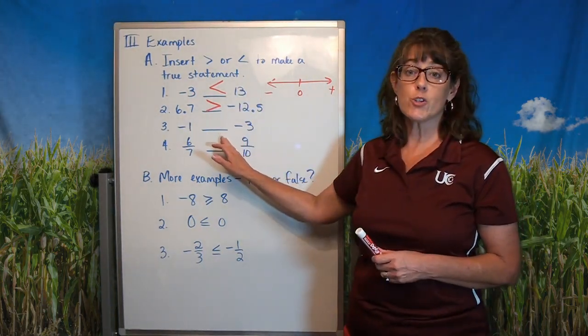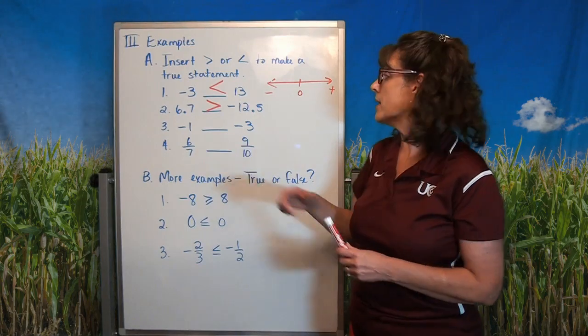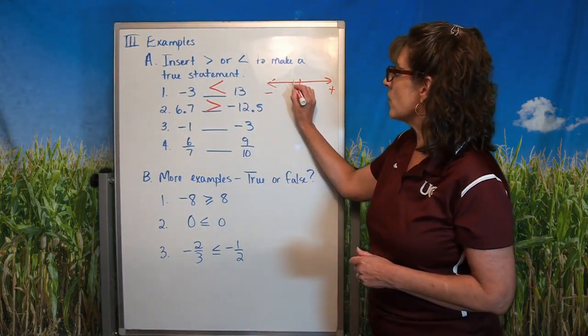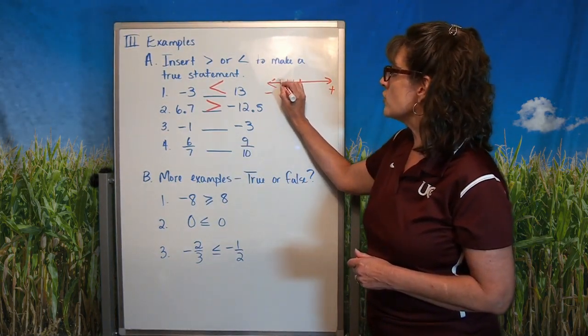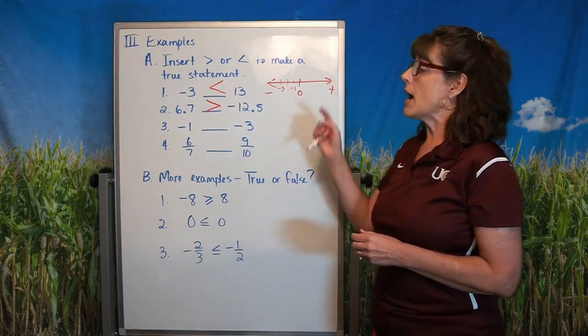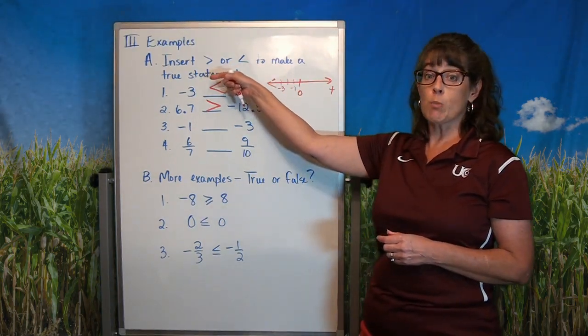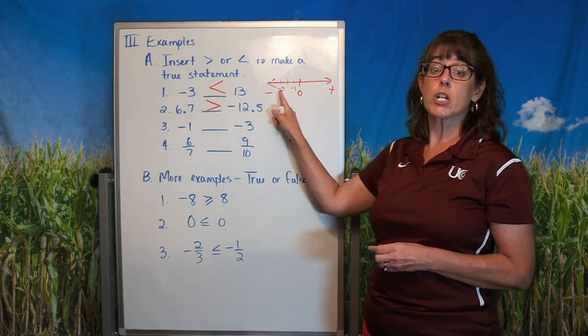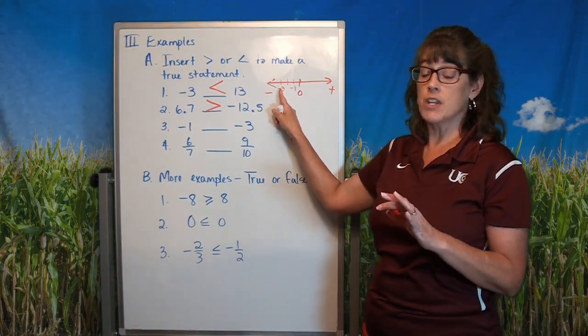Aha, here we get to those tricky ones, that -1, that -3. Remember, as you go this direction, you're going to go -1, -2, -3. And as you go in that direction, things are getting smaller. So the -3 is actually going to be smaller than the -1.